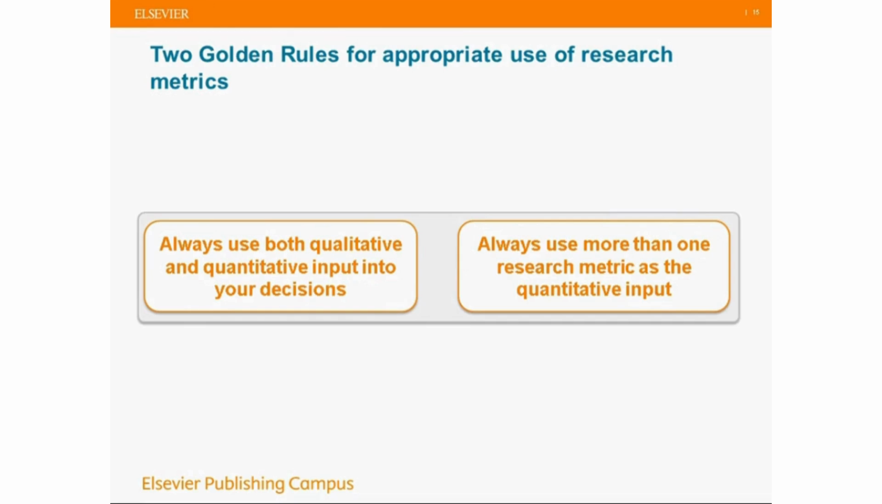And the second rule that we would like to recommend is that you should always use more than one research metric as the quantitative input. Because however good that metric is, one metric can never give the complete picture of the performance of a journal. Also, as the example of the re-evaluation and the benchmarks that I've shown, only one metric doesn't give the complete view of the performance of the journal. It should always be more than one particular metric that you look at.